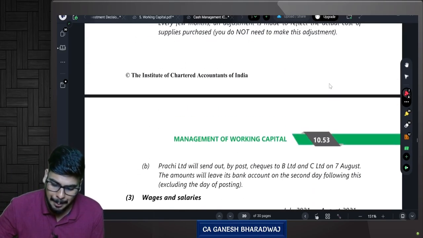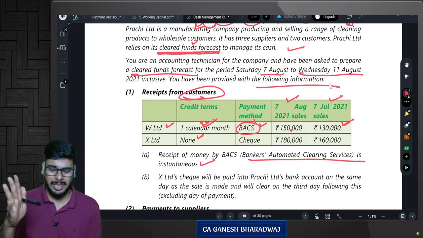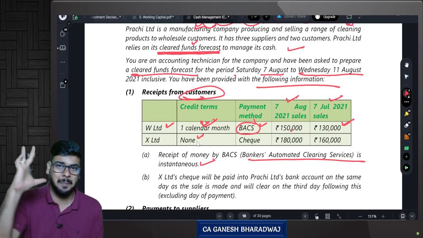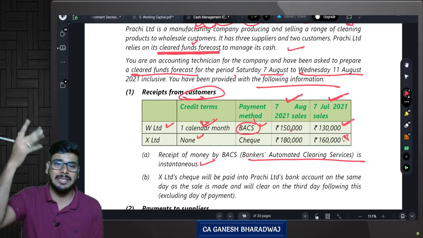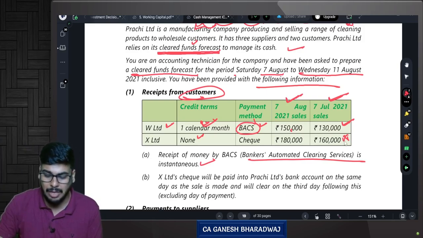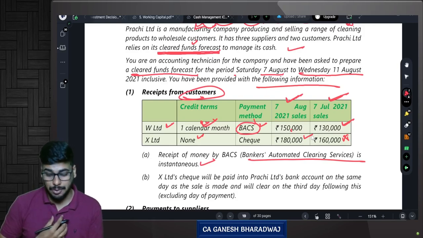Fill it up then and there. Now go up. Now, X Limited, there is no such thing as a credit period, which means they need to pay immediately. Now, what happened? 7th of July sales they have given, 7th of August sales they have given. Here, 7th of July, 1 month credit and all is not relevant at all. Why? Because it is outside my budget period. Now, this sale of 1,80,000, this is relevant.